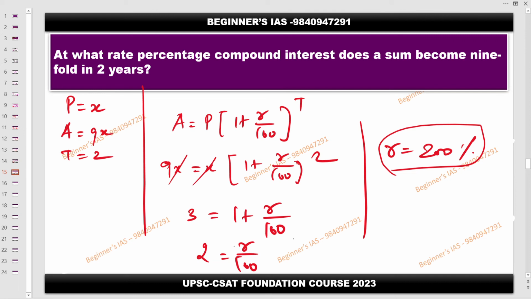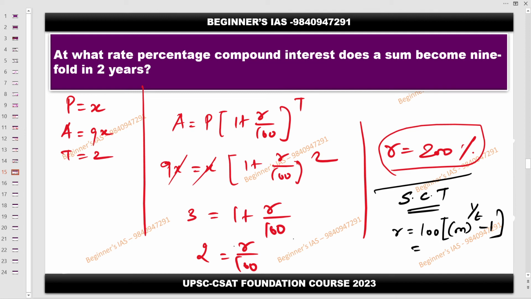Yes or no? For this also there is a shortcut, but you need to remember some formulas. Suppose R is equal to 100 into m into 1 by t minus 1. You can apply this here. This becomes this much, that is going to be the m. Then 1 by t is nothing but 2. So therefore you can apply this one also.